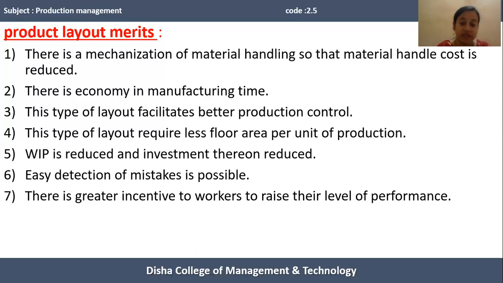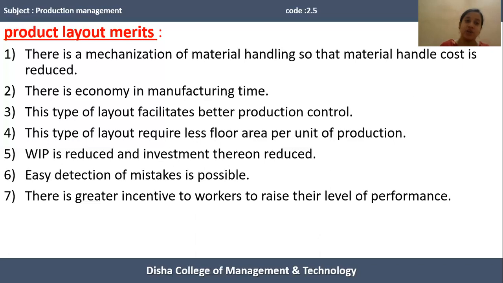WIP is reduced and investment thereon also reduced. Means in case of product layout, the output of one machine can be used as input for another machine. There is no requirement of moving the semi-finished goods from one department to another department. And in case in a particular department machines are engaged in different activities, then the semi-finished goods must wait for some time, or they can be taken back to the store for some time, and after that they are again issued to the particular department for manufacturing.